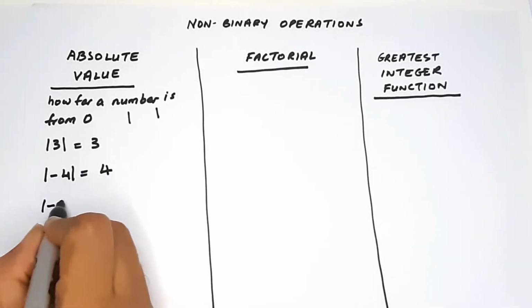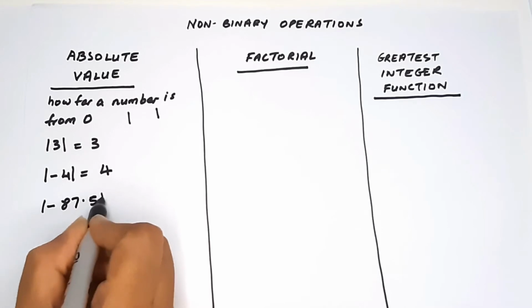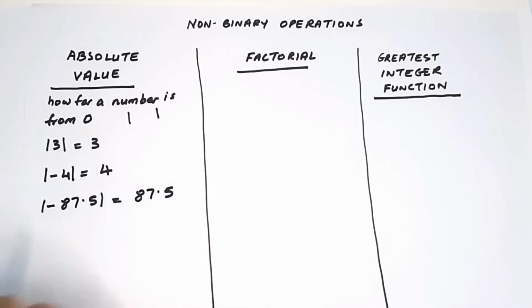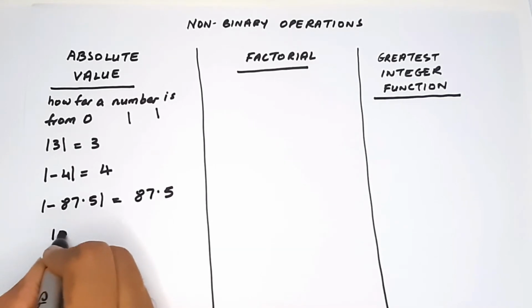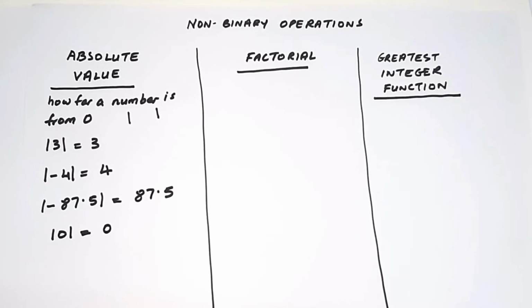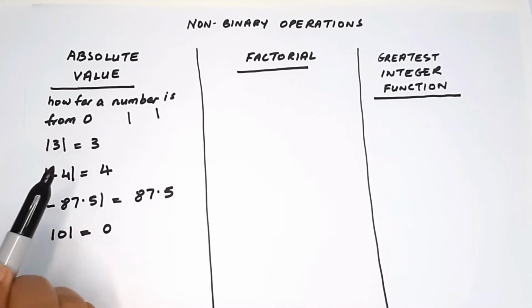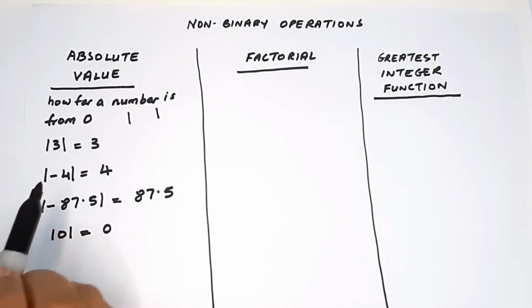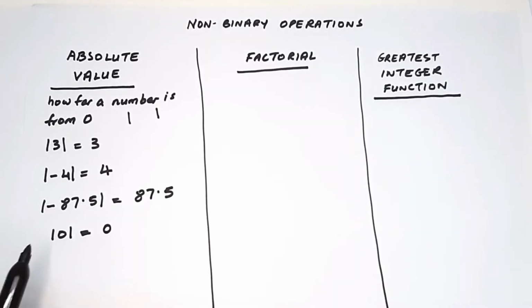Absolute value of -87.5. It's 87.5. And absolute value of 0 is 0. Basically, the absolute value gives you an undirected distance, the distance from 0 without regard to direction. The absolute value operation does not pay attention to whether the number is less than or greater than 0. It just tells you how far the number is from 0.